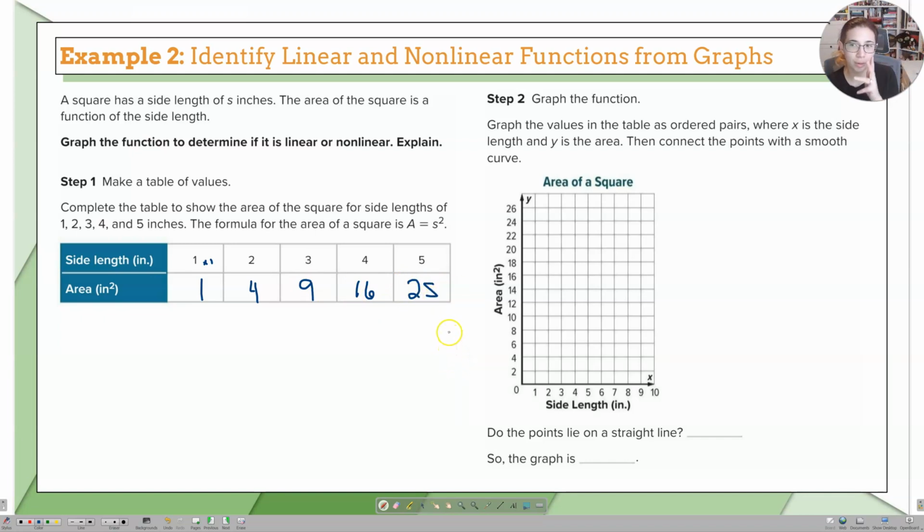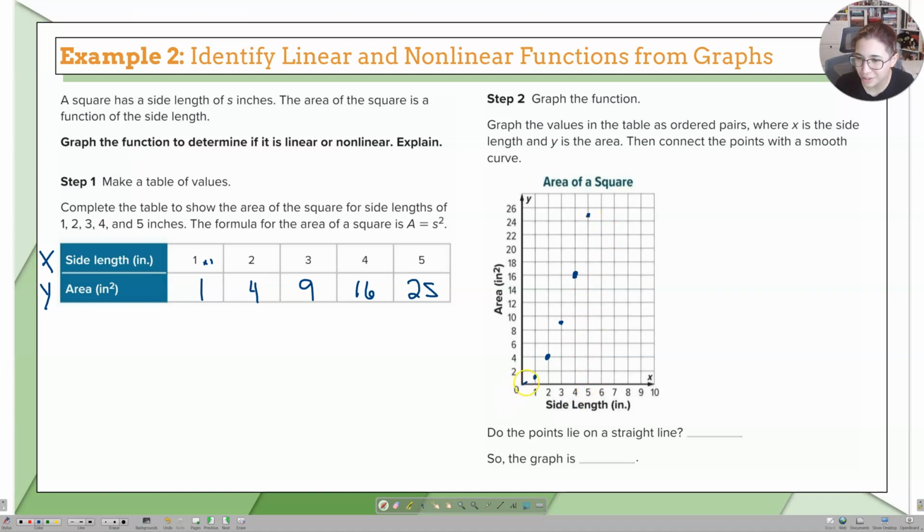So now I can graph the values from my table as if they were ordered pairs. So we'll say x is the side length and y is area. So side length 1, and I go up 1, which doesn't really exist, so I'm going to put it right there. Then we have a side length of 2 and an area of 4. A side length of 3 and an area of 9. A side length of 4, an area of 16. I'm not convinced this is very straight. 5 side length, and you graph 25. Oh my goodness gracious. Okay, hold on.